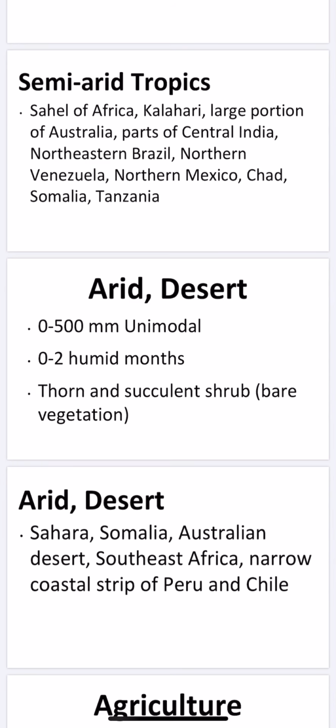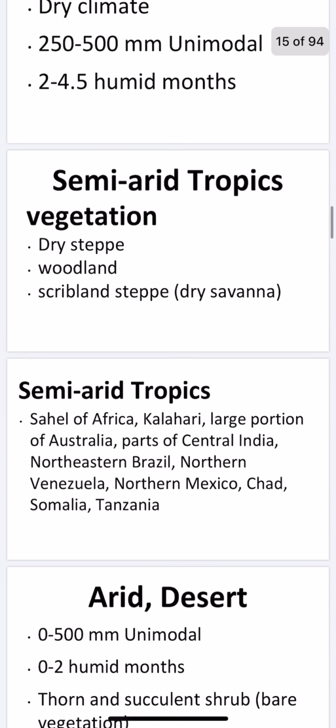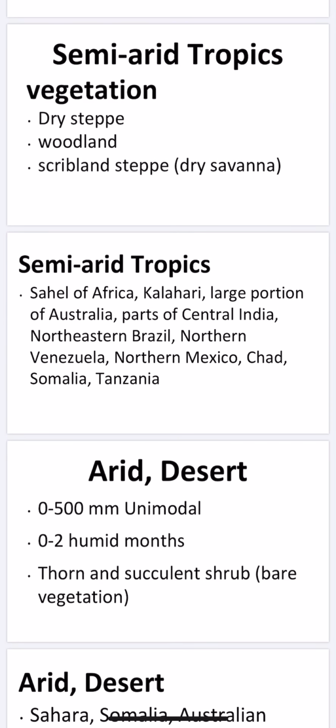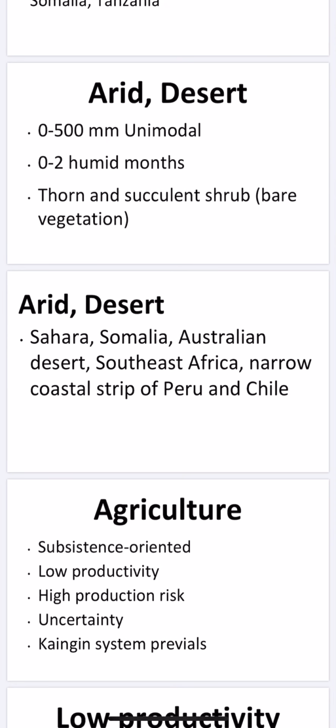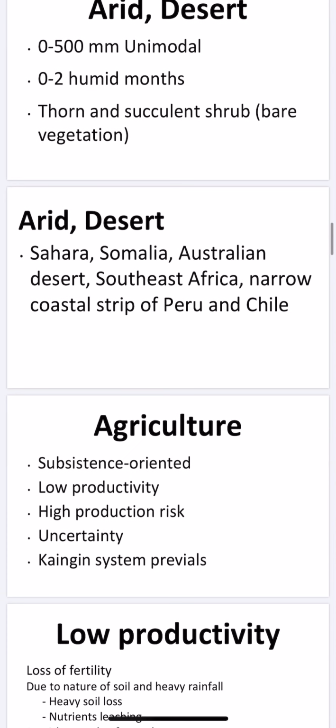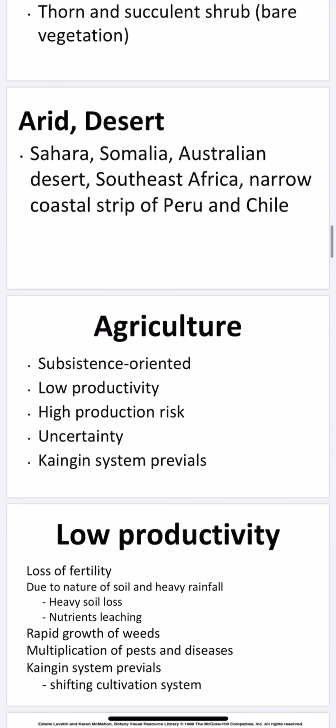The semi-arid only has 250 to 500 millimeters of rain, but the arid desert can have 0 to 500 millimeters of unimodal rainfall with 0 to 2 humid months. The only vegetation that thrives in the arid desert are the thorn and succulent shrub, with bare vegetation. So imagine what you can see in an arid desert. This includes the Sahara, Somalia, even Australia has a desert too, Southeast Africa, and the narrow coastal strip of Peru and Chile.